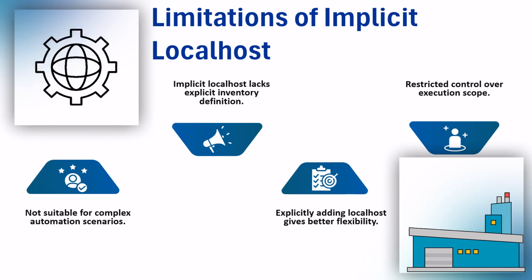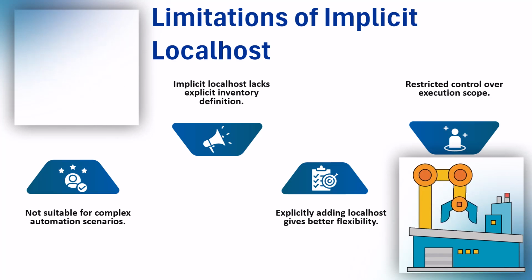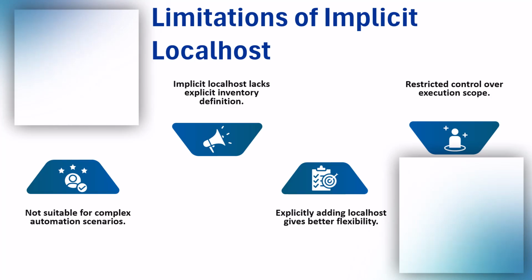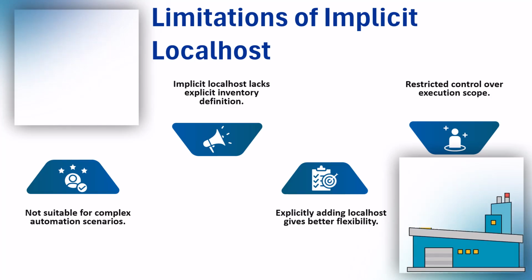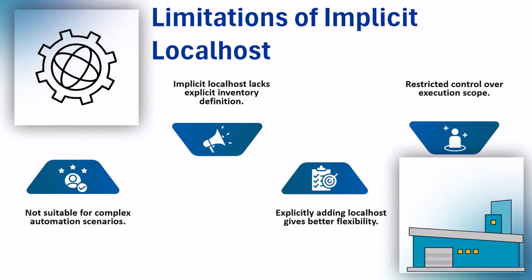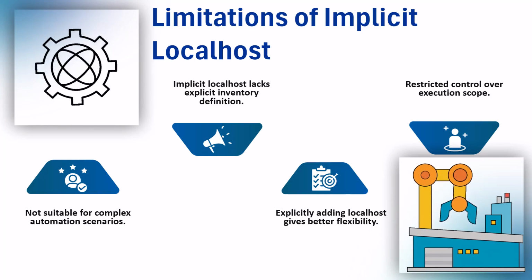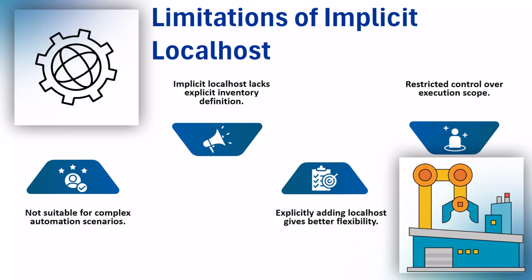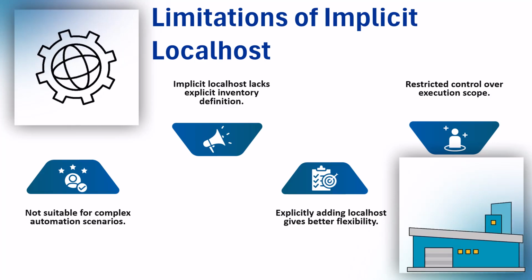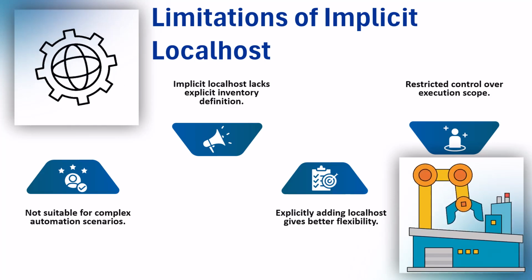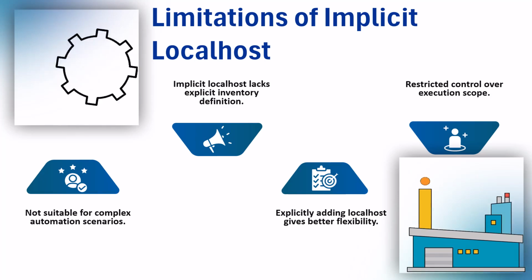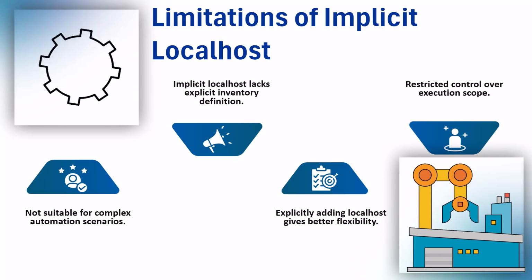Now here's the catch. Implicit localhost might seem convenient, but it's got limitations. Without explicit definition, controlling execution can be tricky. For complex automation, this approach might not cut it. That's why adding localhost explicitly gives more flexibility. It's like knowing who's invited to the party instead of guessing.